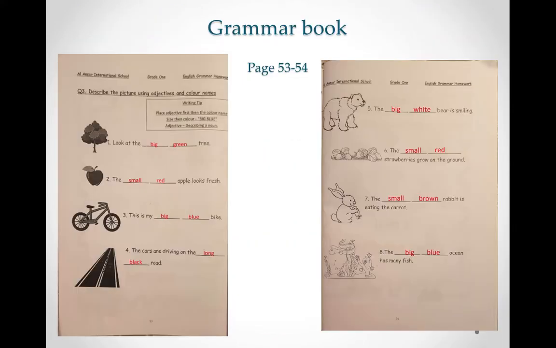And these are the school resources that you need for today's lesson. You will need your grammar book, page 53 to 54. Now, if you left your grammar book at school, that's okay. You can write it on a piece of paper as extra practice. Remember, we are going to be talking about size and color. These are the describing words we will be using today.